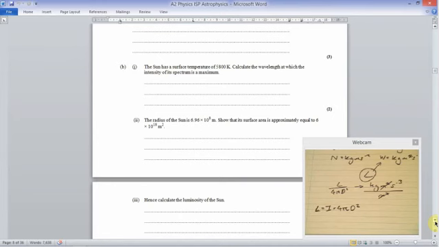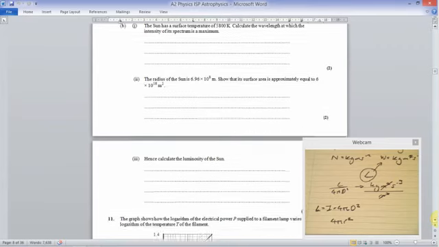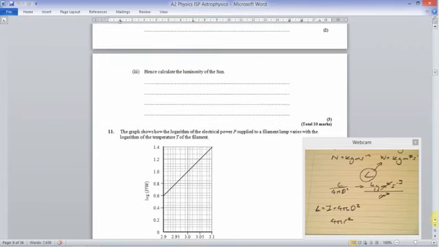Show that its surface area is approximately equal to 6 times 10 to the 18. So we've been given the radius, and we're trying to figure out the surface area. To figure out the surface area from radius, if you didn't notice already, it's just 4 pi r squared. Hence, calculate the luminosity of the sun. So 4 pi r squared, by the way, gives us surface area, in case you didn't catch what I just said there. So now we need to figure out the luminosity of the sun.